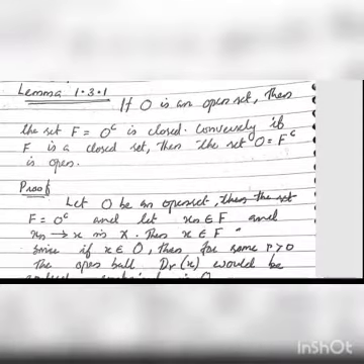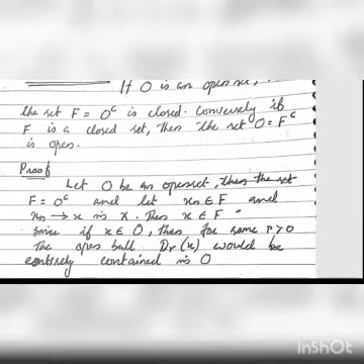First we assume that O is an open set. Now let F be the complement of O, and let xn belong to F with xn converging to x in X. Then we claim that this x belongs to F.